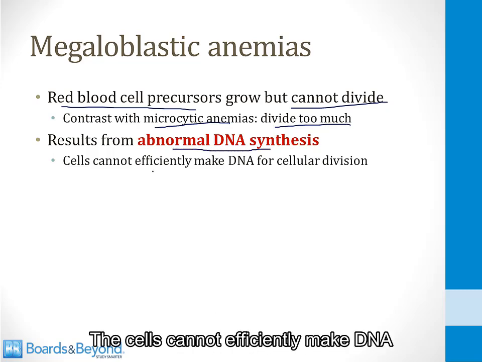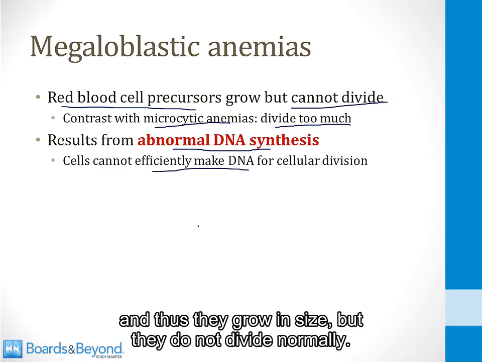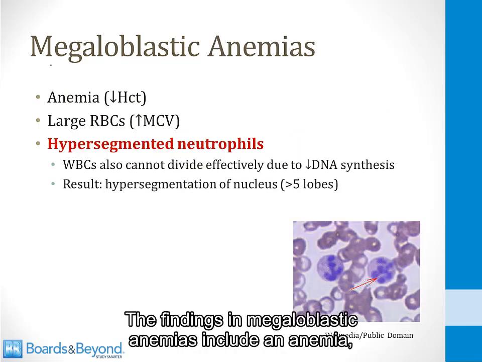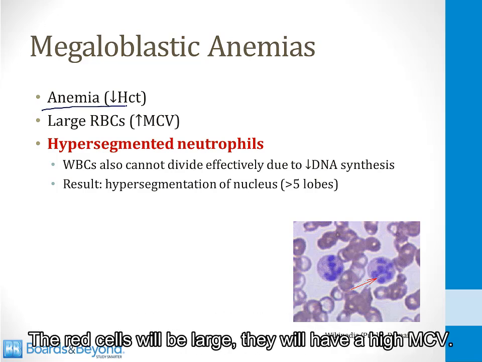The cells cannot efficiently make DNA for cellular division, and thus they grow in size, but they do not divide normally. The findings in megaloblastic anemias include an anemia. There will be a low hematocrit and low red blood cell count, just like the name implies. The red cells will be large. They will have a high MCV.